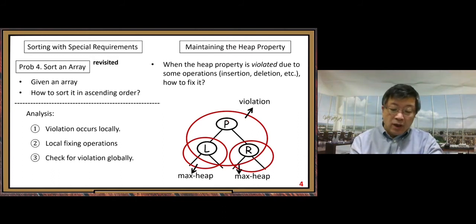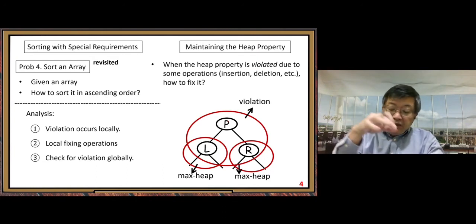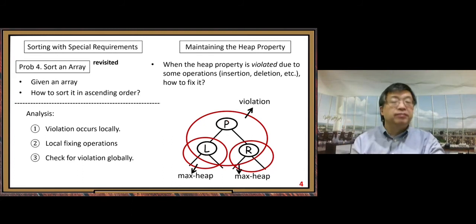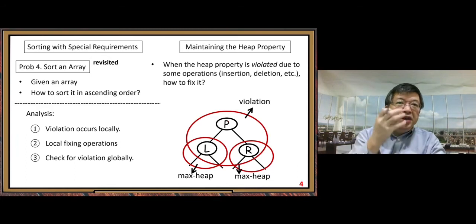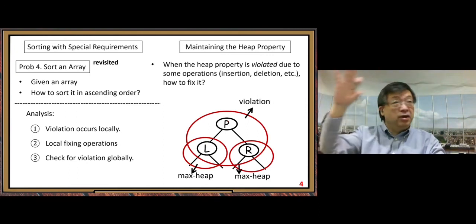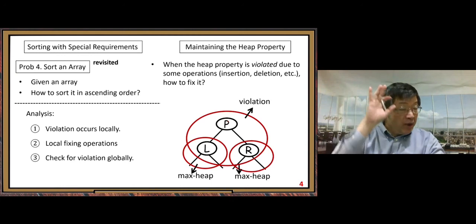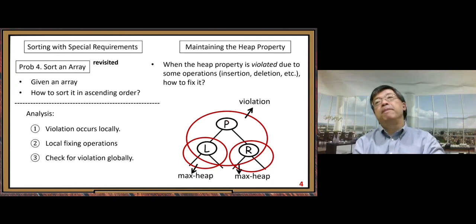All right. After we have used the special fix operation to fix the violation locally, in step 3 we need to do this local fix globally. You need to check everywhere, globally, to make sure there is no violation in the whole heap. So that's the basic idea.